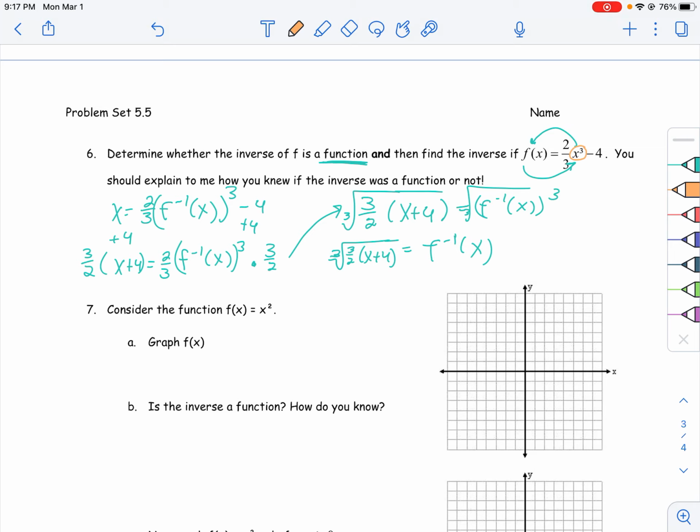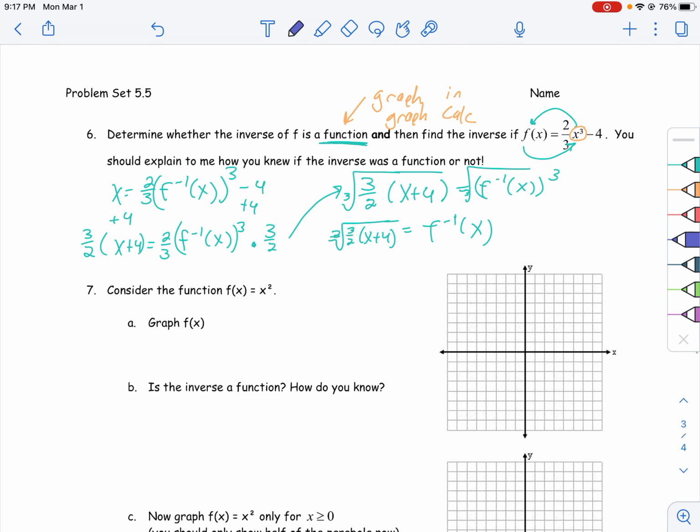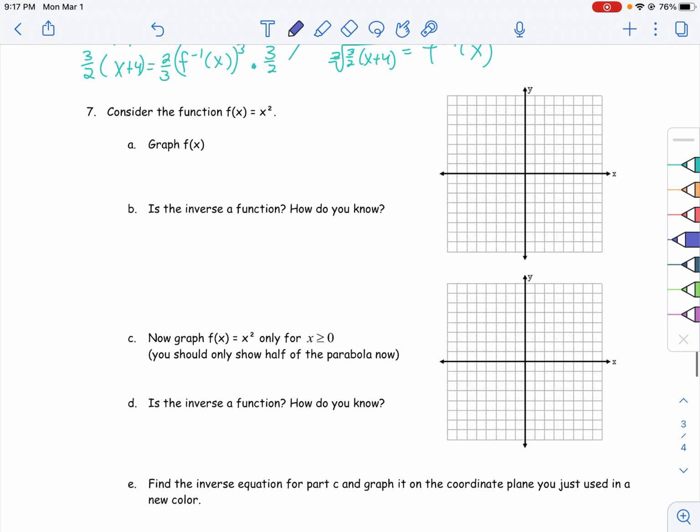Determine whether the inverse of f is a function and then find the inverse of that function. You should explain to me how you knew if the inverse was a function or not. Yeah, this is a graph question. Okay, so graph in graph calc and see if it passes the horizontal line test. If it does, the inverse is a function. If it does not, then it's not a function.